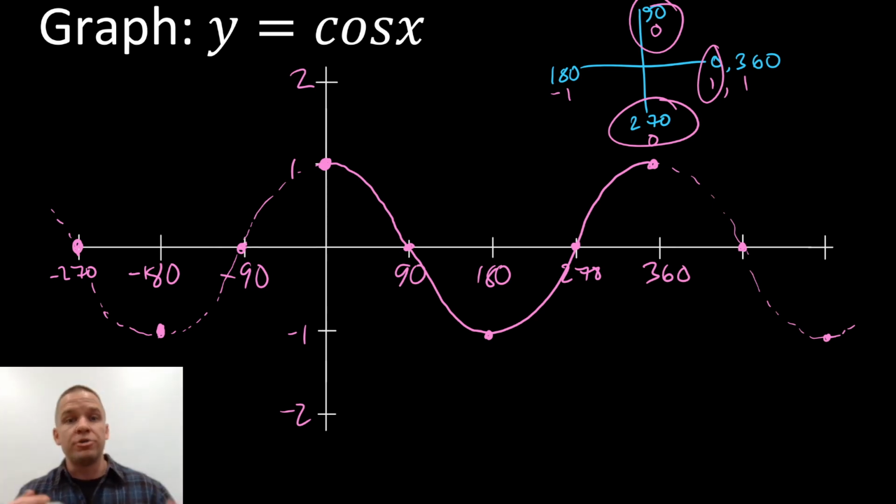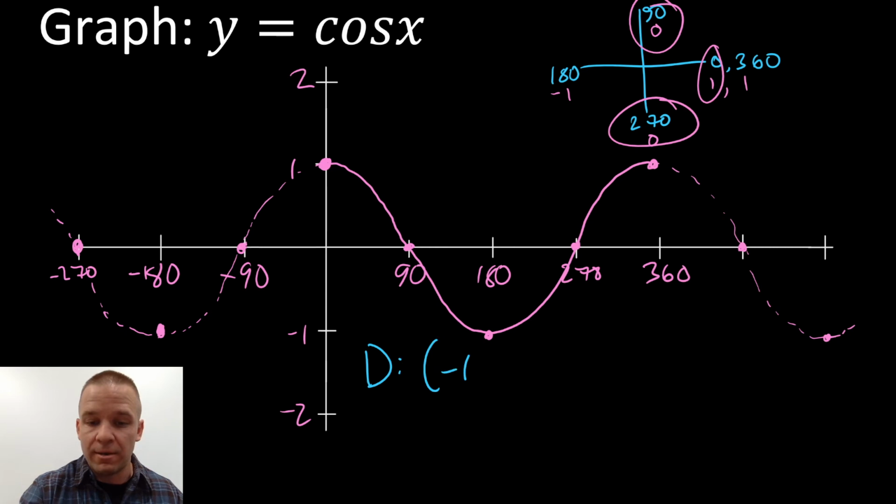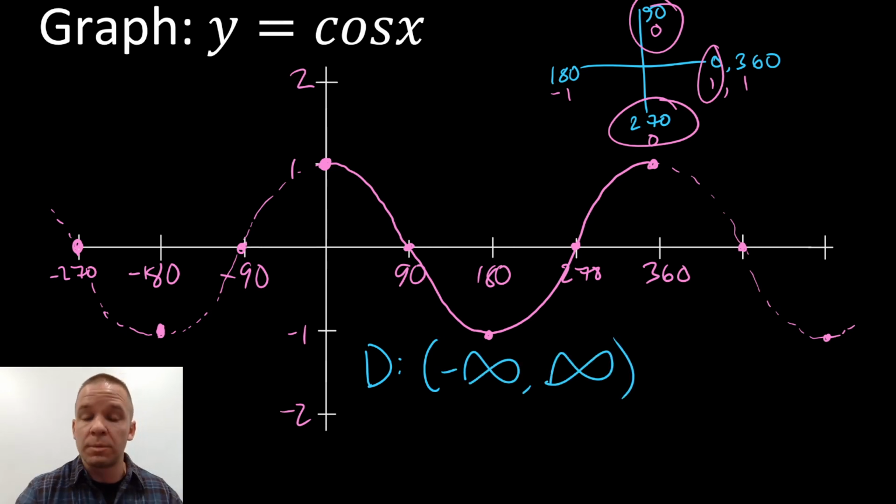So let's talk about our domain and range for our cosine as well. Well, for our domain, it continues going left and right forever and ever and ever. So it's -infinity to +infinity, always with parentheses for those, because you can't include infinity. It just keeps on going.